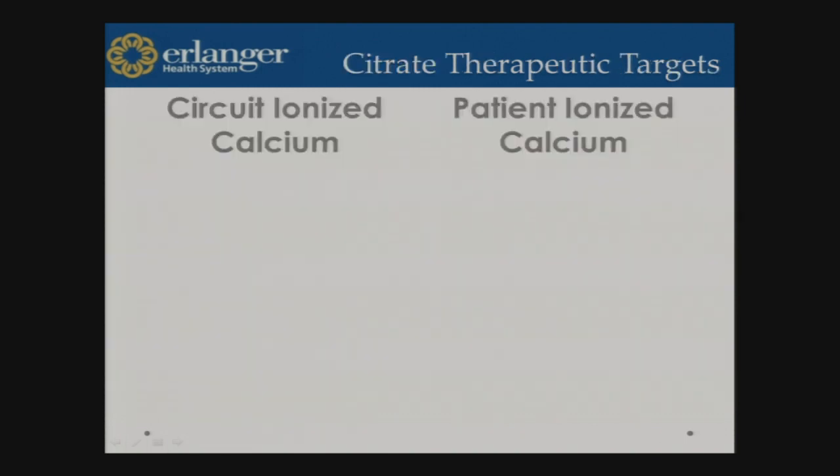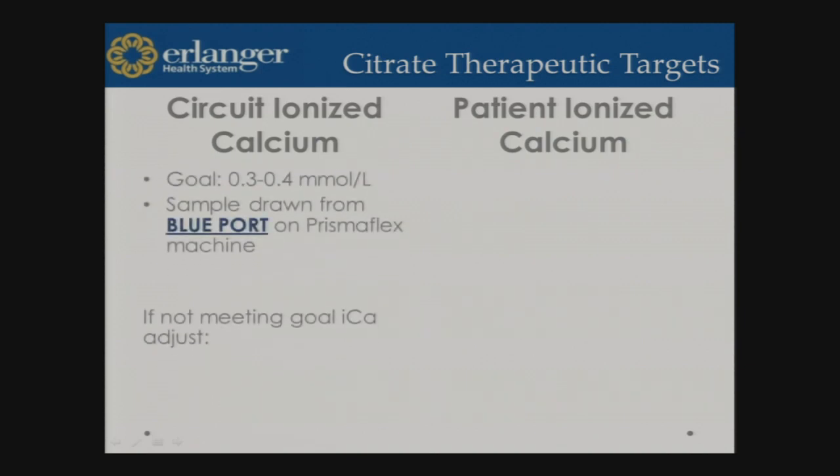So that's important because we have to titrate our citrate and our calcium to make sure that we're attaining the appropriate level of anticoagulation. So the circuit ionized calcium is the blue port. It's drawn from the blue port on the machines that we have. And our goal here is for an ionized calcium of 0.3 to 0.4 millimoles per liter. So if we're not meeting our goal ionized calcium within the circuit, are we going to adjust our citrate or our calcium infusion? Citrate, yeah.